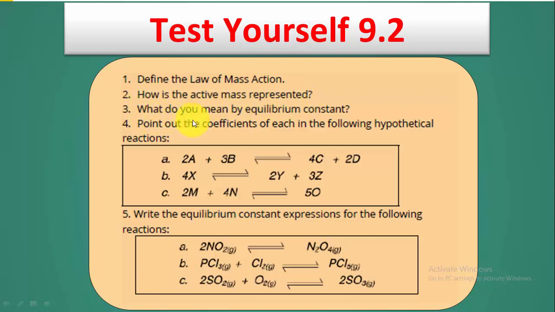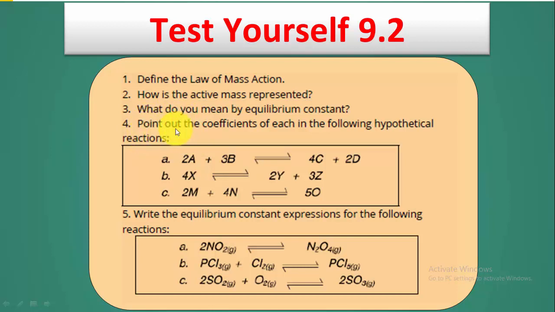What do you mean by equilibrium constant? Dear students, we derived the equilibrium constant expression for a few examples. In these examples, you clearly saw that equilibrium constant Kc is the ratio of the molar concentration of the products over the molar concentration of the reactants. We will discuss this further in this lecture as well.